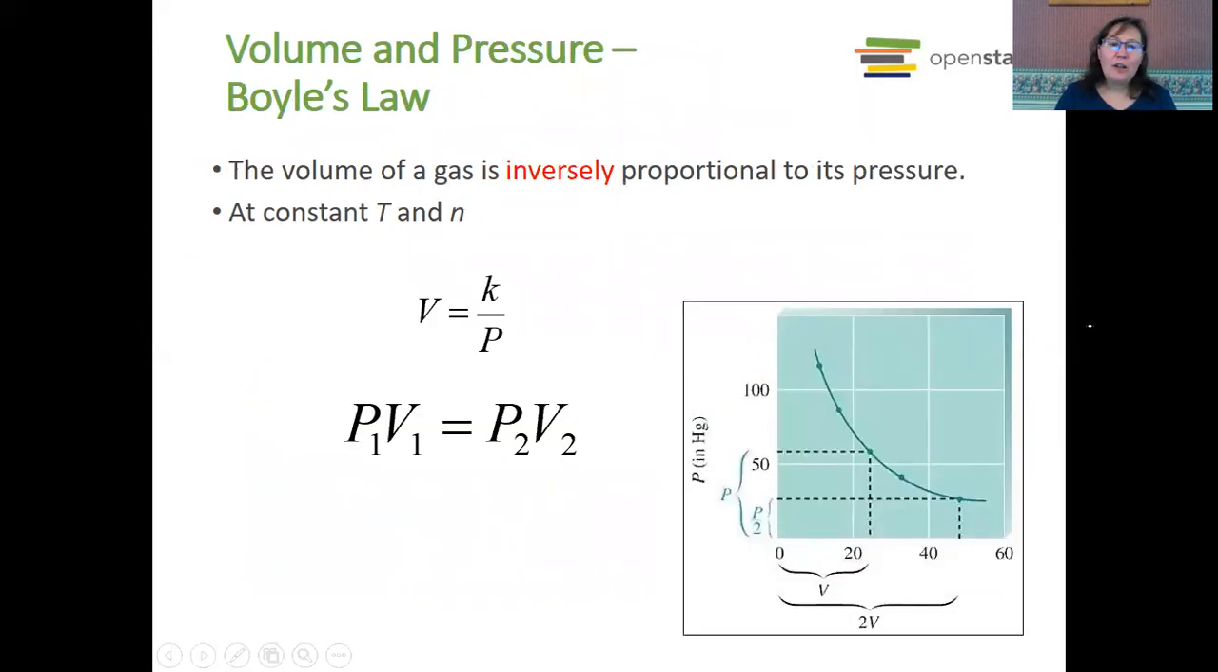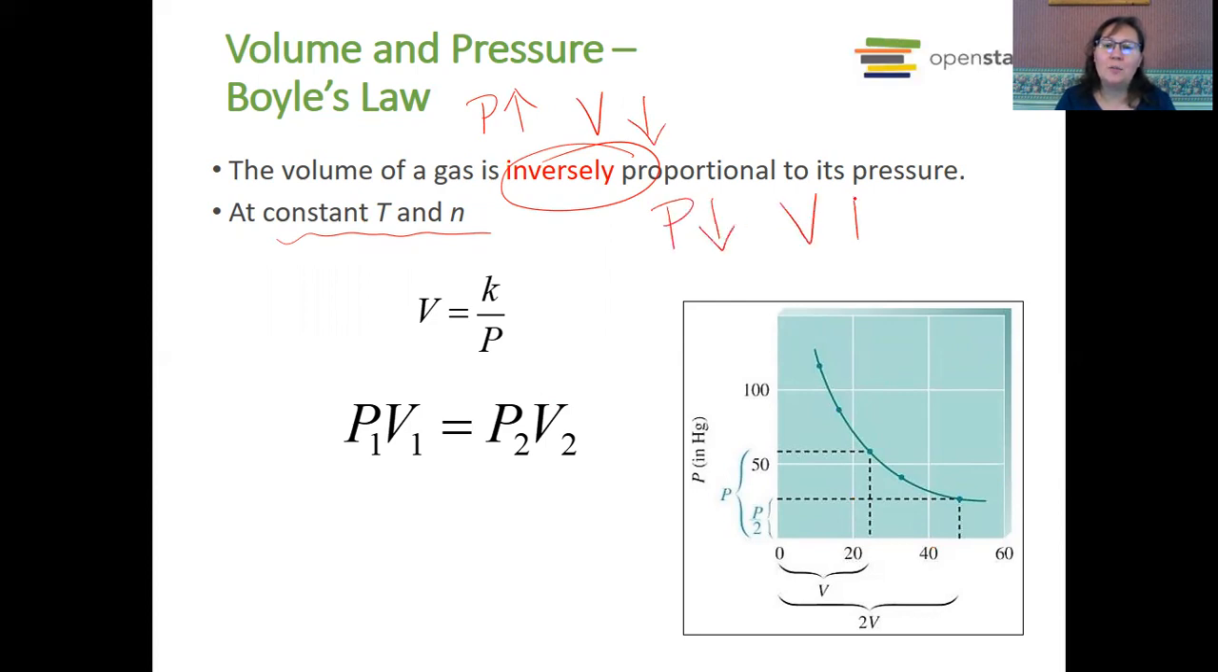Our next law is Boyle's law, and this is the first one that's inversely proportional, and it talks about pressure and volume, at constant temperature and number of moles. So temperature and number of moles aren't changing, and this inverse proportionality means that pressure increases as volume decreases, and pressure decreases as volume increases, as long as your temperature and your quantity are not changing. And the equation for that will be P1 V1 is equal to P2 V2.